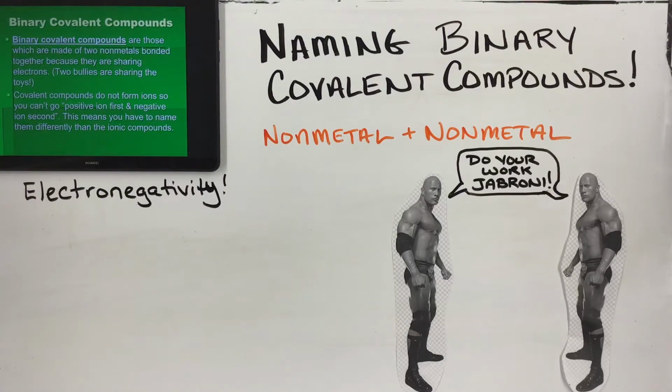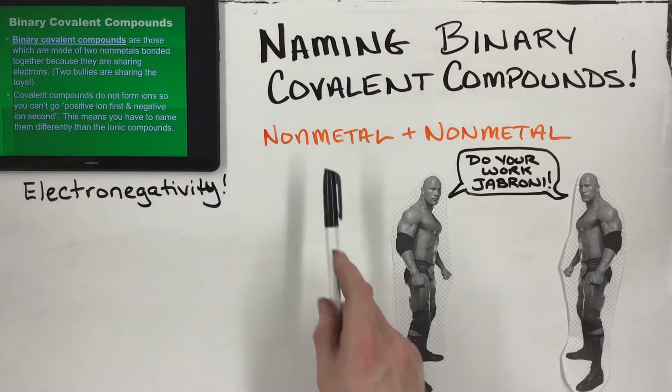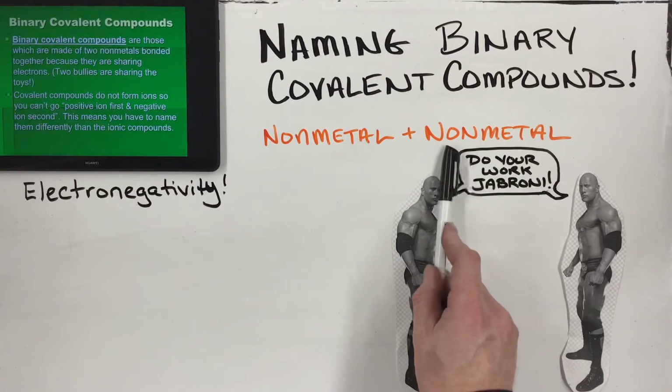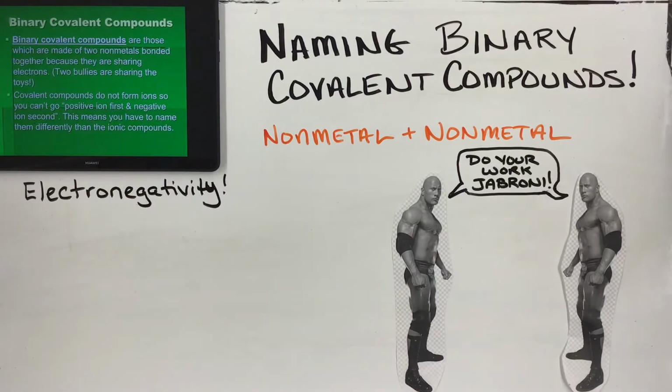Anyway, today we're doing binary covalent compounds. Now we know a binary compound has just two elements. And if it's covalent, it means that it's a nonmetal and another nonmetal. So there's no ions formed here, right?